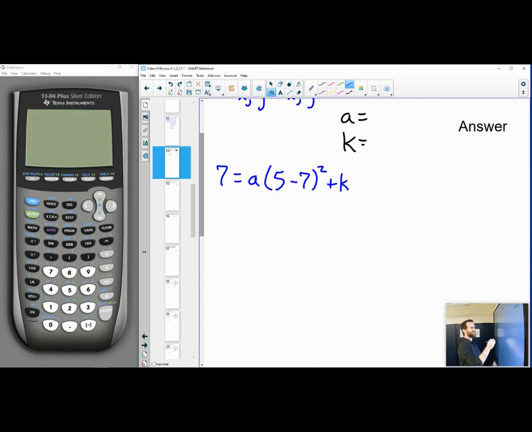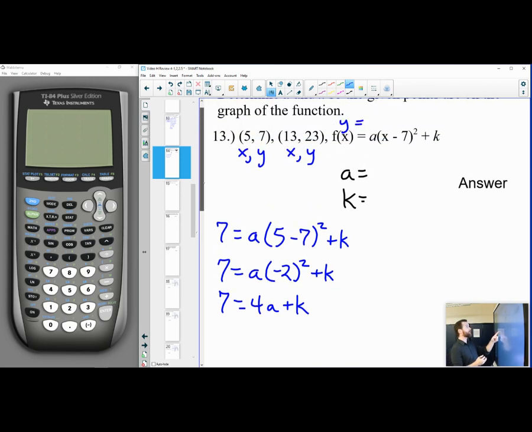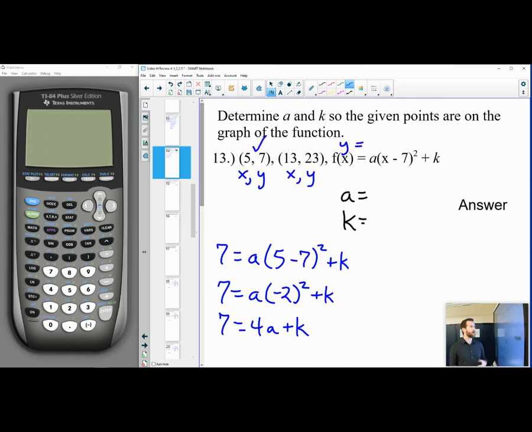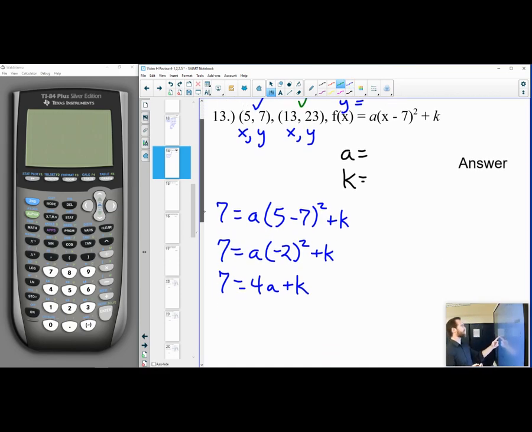Let's simplify this at least as much as we can. 7 equals a times 5 minus 7 is negative 2 squared plus k. And this becomes 7 equals negative 2 squared is positive 4a plus k. And that's as far as we can go because we've got one equation with two variables. But if you remember from earlier in this year, if we have two variables, one way to solve for those two variables is to have two equations. And we've used one x and y values, one ordered pair to plug in, but we still have another one that I'll do in green just to help keep us organized, I guess I'll say.